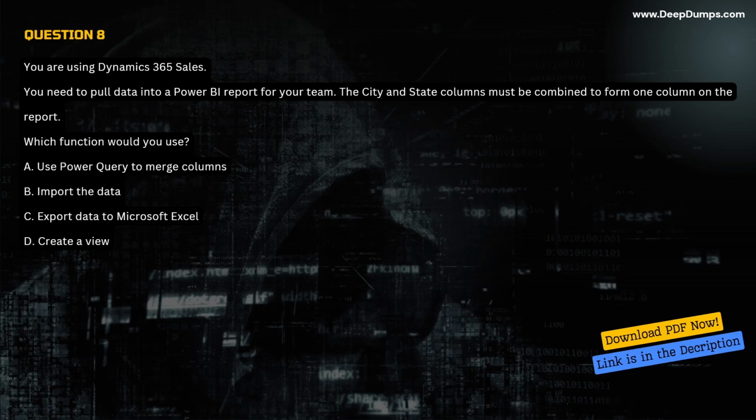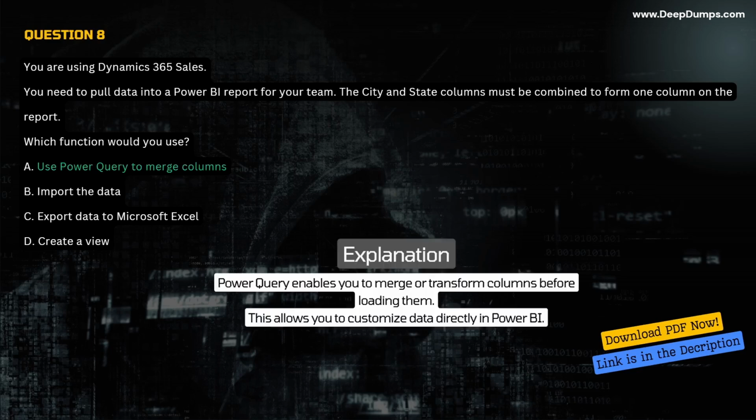A. Use Power Query to merge columns. B. Import the data. C. Export data to Microsoft Excel. D. Create a view. Correct answer A. Use Power Query to merge columns. Explanation. Power Query enables you to merge or transform columns before loading them. This allows you to customize data directly in Power BI.